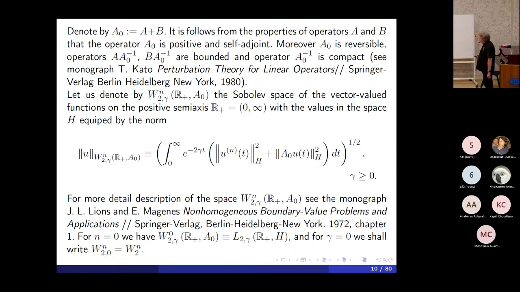Well, due to a very well-known fact from the monograph of Kato, the operator A0, that is A plus B, will be a positive self-adjoint operator. We construct the following Sobolev spaces, but not we, rather Lions and Magenes. This is material from the monograph of Lions and Magenes, chapter 1. And we'll speak about solvability in these Sobolev spaces of vector-valued functions.